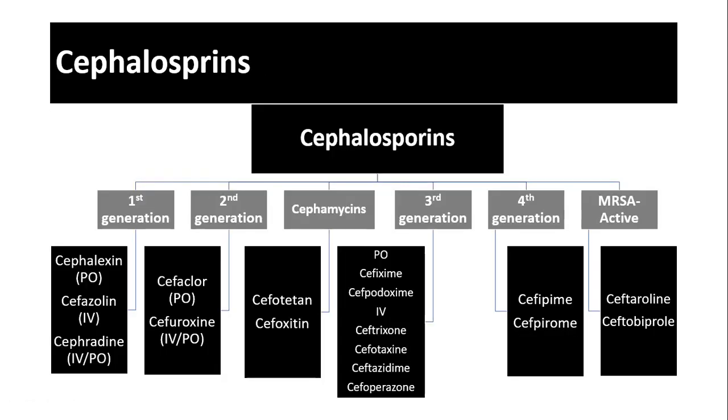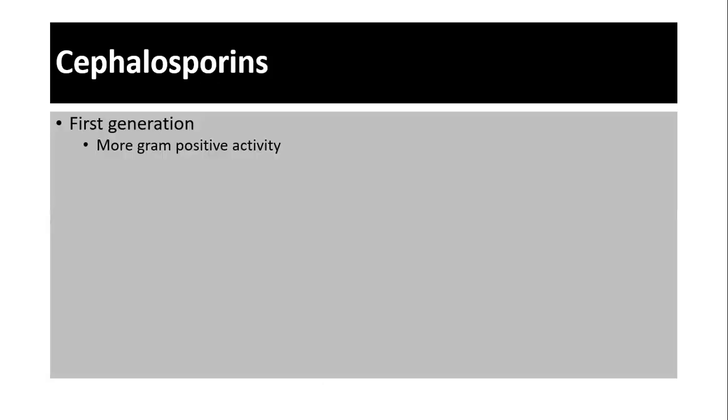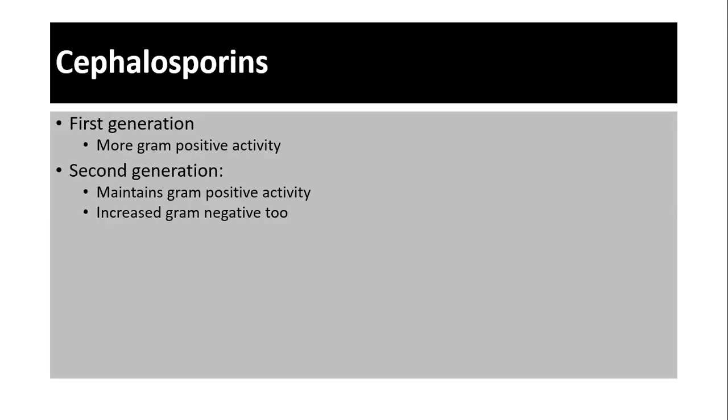Then we've got fourth generation cephalosporins, which are cefepime and cefpirome. And we've got MRSA active cephalosporins, which are ceftaroline and ceftobiprole. MRSA active cephalosporins are not available in Pakistan. So as I've mentioned earlier, first generation has more gram-positive coverage. Second generation maintains gram-positive activity, but also has increased gram-negative coverage.